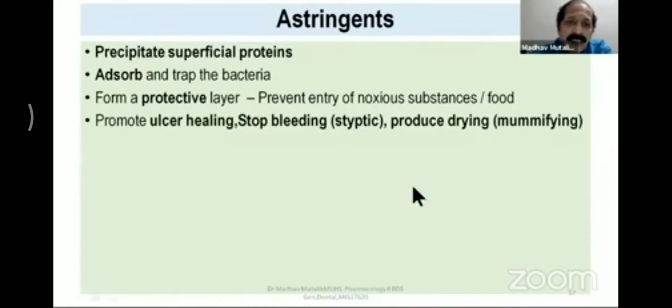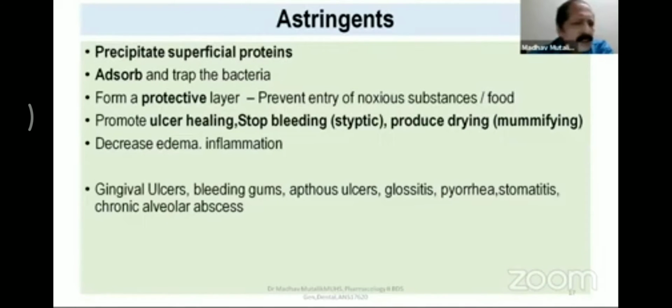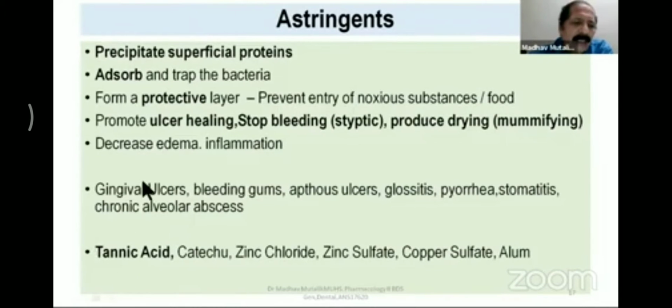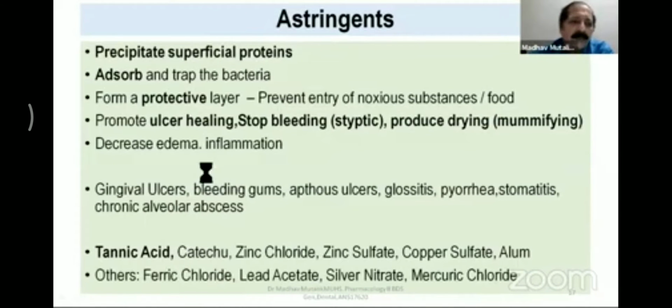And as we just now said, it can produce styptic action, that is, it can stop the bleeding, and it can also produce a drying effect. Astringents also decrease edema and inflammation. So there are a number of conditions in which we use astringents: gingival ulcers, bleeding gums, aphthous ulcer. You can see many conditions here. And again, I am highlighting tannic acid, which is present in catechu, tincture catechu. Catechu is kat in Marathi. So remember about astringents, they are important drugs.